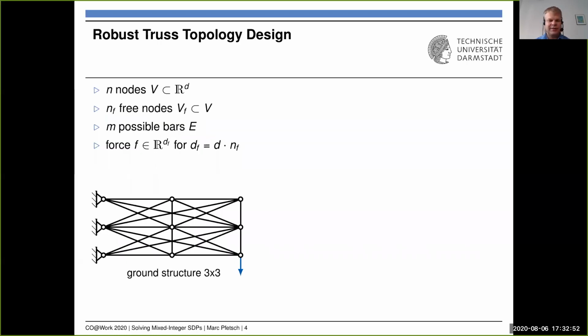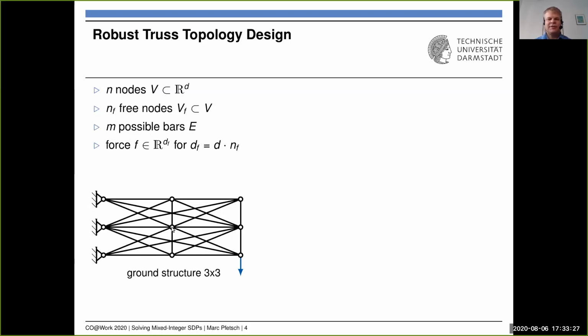Okay, let's start with an application. The main motivation for developing SCIP-SDP was the robust truss topology design problem. Here we are given n nodes in R^d, and n_f of these are free and the other ones are fixed. In the picture below, you see the fixed nodes to the left, fixed to the wall, and the other ones can move, except that they are connected by m possible bars. This is what we call a ground structure.